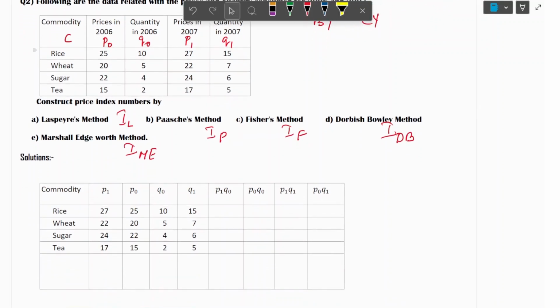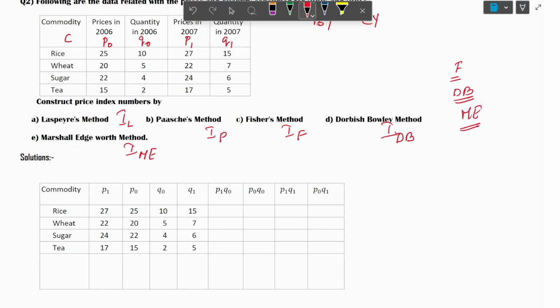Listen. Normally in the examination, Fisher's index number comes separately. Otherwise, they will ask you a separate question as find the Dorbish-Bowley index number. Or otherwise, they will ask you to find the index number by using Marshall Edgeworth index number. All these 5 never come for examination together.